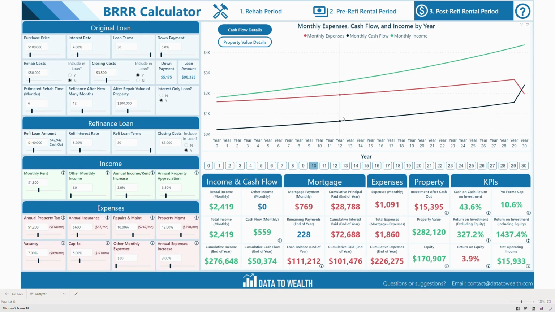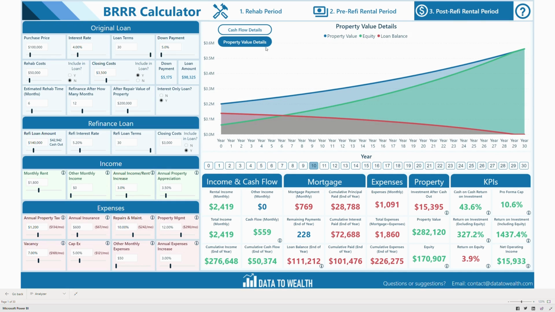The chart at the top gives a quick visual on how your monthly expenses, monthly income, and monthly cash flow look over a 30-year period. You can hold your mouse above any year to quickly see how the property is expected to be performing in that year. By default, you will be seeing this cash flow chart. You can flip to the property value details to see how the property value, equity, and loan balance change over time.